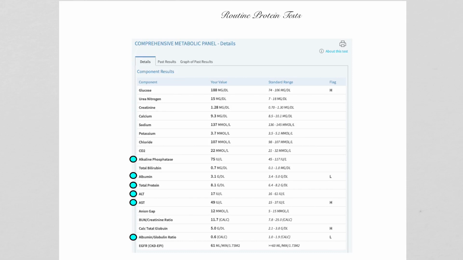Okay, so about proteins. There are several protein tests that form part of the comprehensive metabolic panel. These are routine tests, and you can see in this list here is an example of one of these panels that is typically done or ordered by physicians and clinicians. And you can see there are many proteins here.